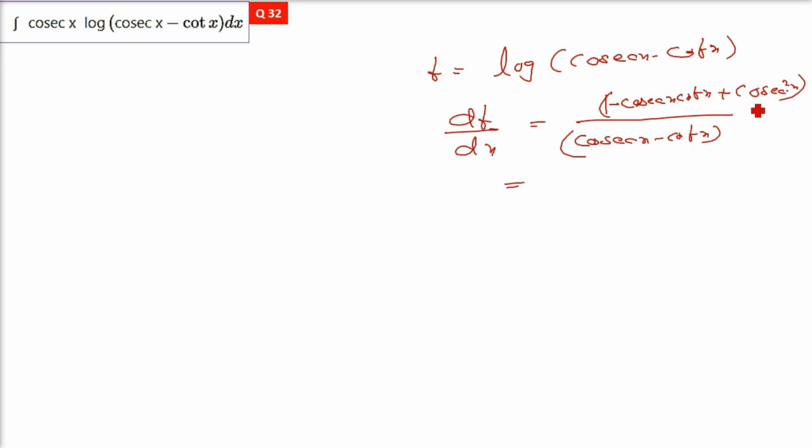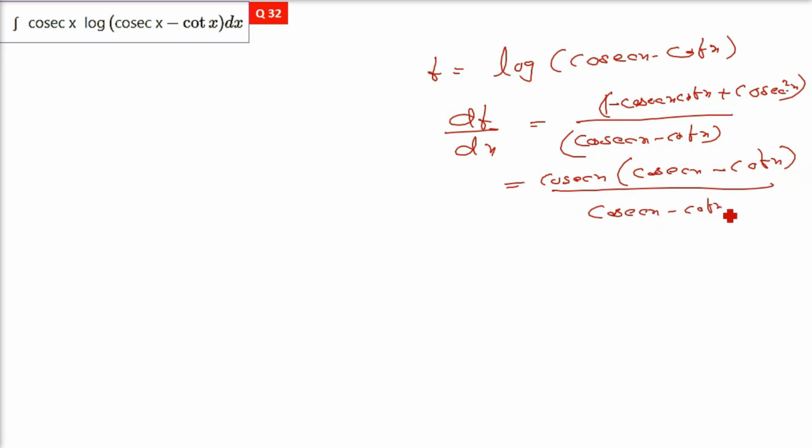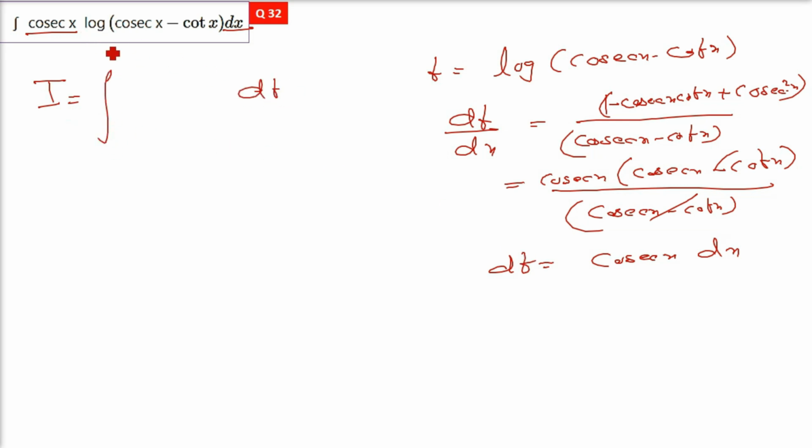So this cosec square x you can bring in front, and minus cosec x cot x you can take as the second term. Then you can take cosec x common from the numerator, so it is cosec x times (cosec x minus cot x) in the numerator and (cosec x minus cot x) in the denominator. You can just cancel this out. Cosec x along with dx will form a dt. Now this cosec x dx is what we got after placing t equal to log(cosec x minus cot x). So you can write dt in place of cosec x dx, and just t. So t square by 2 plus c is the simple integration.